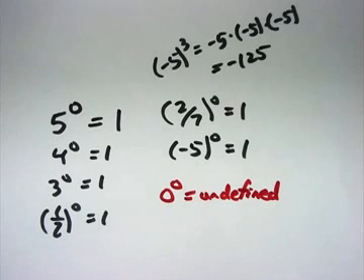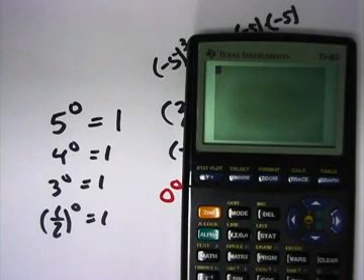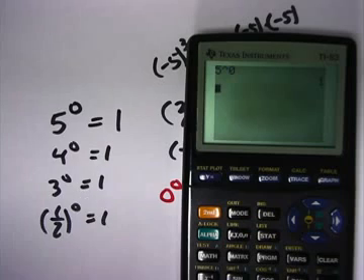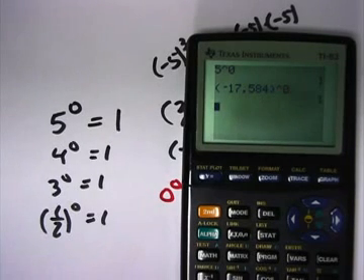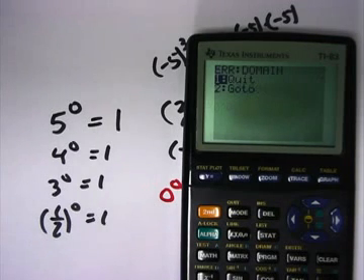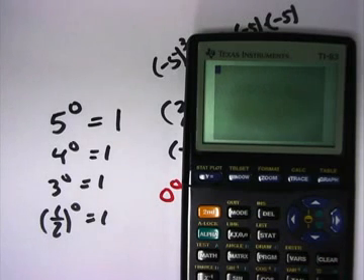Why is that the case? Sorry about that noise there. Why is that the case? Well, like I said, I'm not going to explain why in this video, but if you try it in your calculator, it works. 5 to the 0 power equals 1. -17.584 to the 0 power equals 1. Let's see what happens if I try 0 to the 0 power in the calculator. 0 to the 0 power, error, domain. It's a problem, okay? Can't do 0 to the 0 power, but any other number to the 0 power is 1.